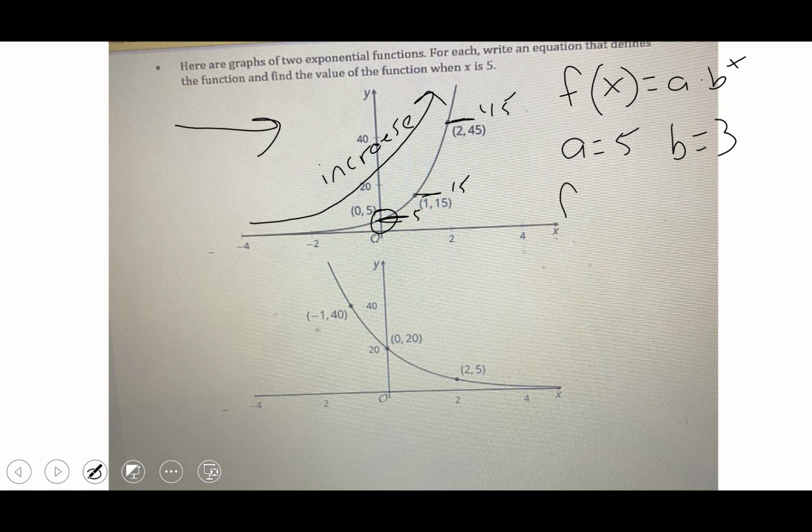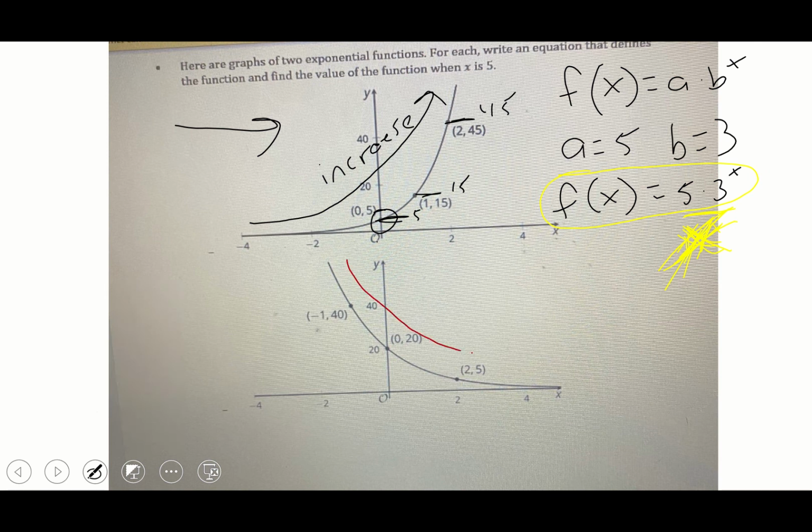I would write my equation this way. F of x is equal to 5 times 3 to the x. Okay? Do not multiply and get 15x. No, no, no. Just leave it as this. That's your equation. Next one.